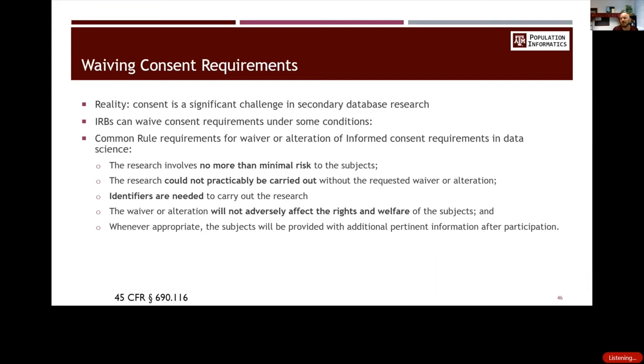The major ones are, it can't be more than minimal risk. And the research can't be practically carried out without this waiver or alteration of consent. And that identifiers are needed. Those are the biggest ones. Also relevant here is that the waiver or alteration will not adversely affect the rights or welfare of subjects. These are the most important ones in the data science context.